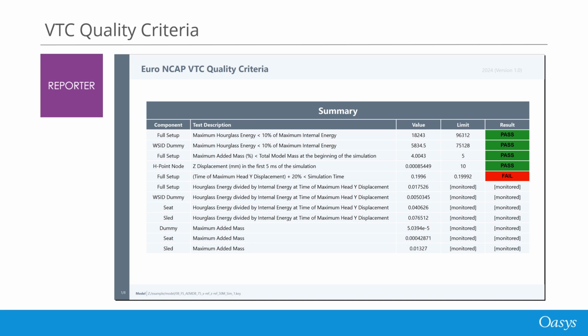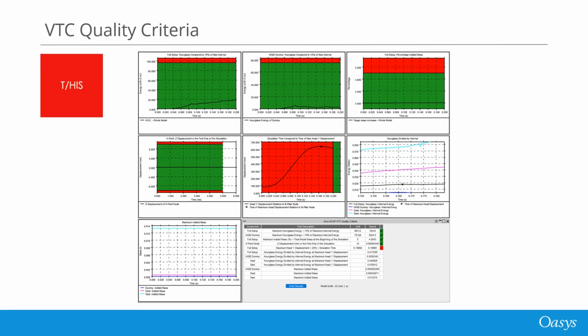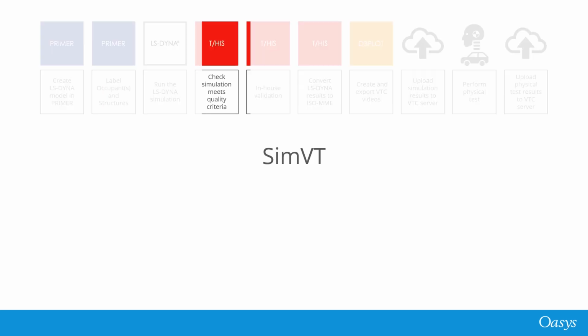The report also contains graphs for each of the quality criteria with colored datum to indicate clearly whether individual quality criteria have been met. LS-DYNA users can also open THIS to view the VTC quality criteria results in an interactive session for more detailed inspection and investigation. The next workflow is SimVT.